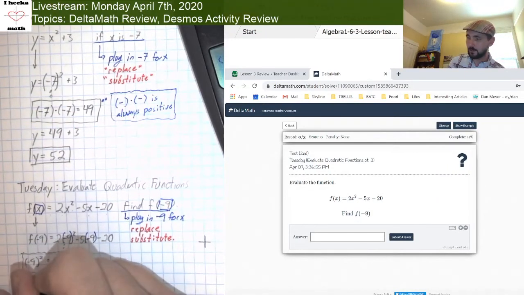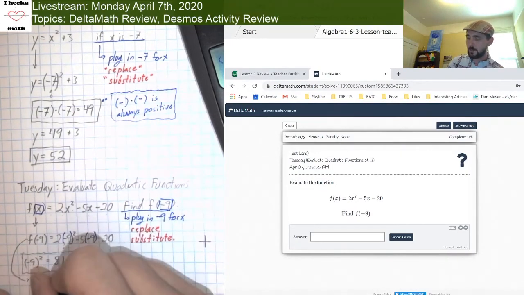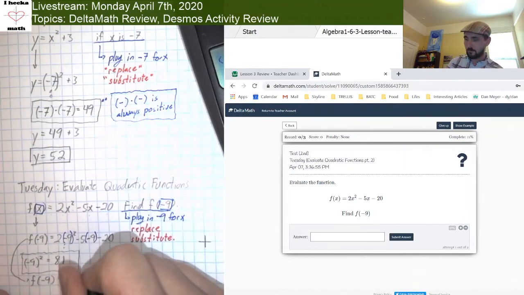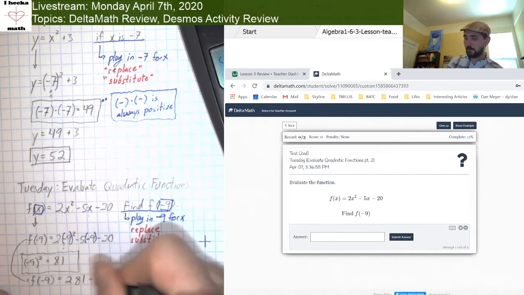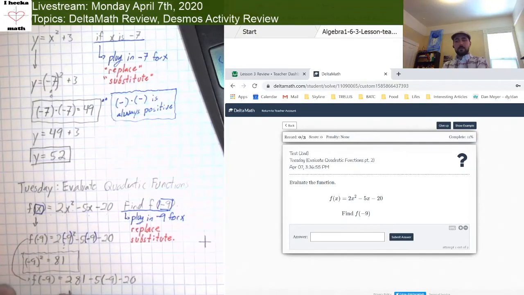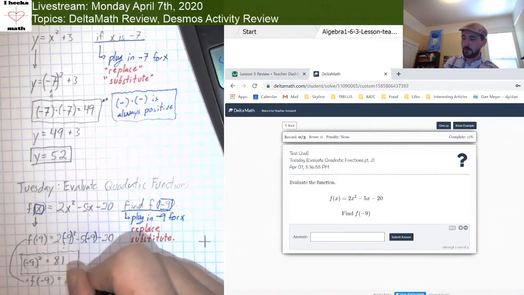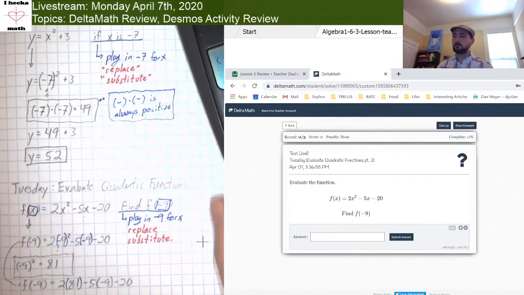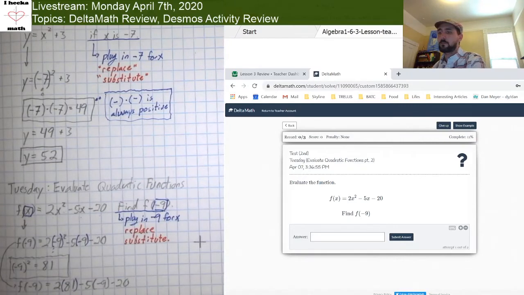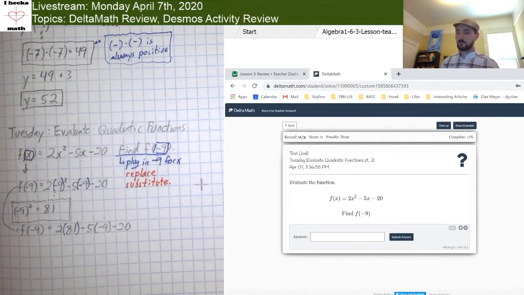And I'll go slow here. So f of negative 9, now I'm just copying, equals 2, and I'm going to use the 81, minus 5 parentheses negative 9 minus 20. And again, I don't mean 281, I still mean 2 times 81, so I need parentheses here again. And let me shift my notebook up more so we can keep going.